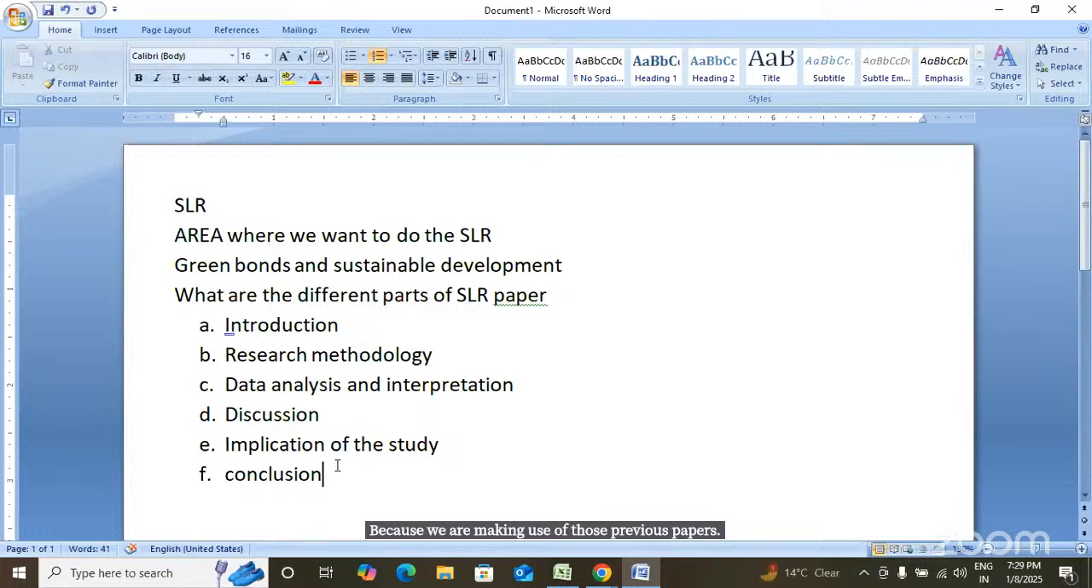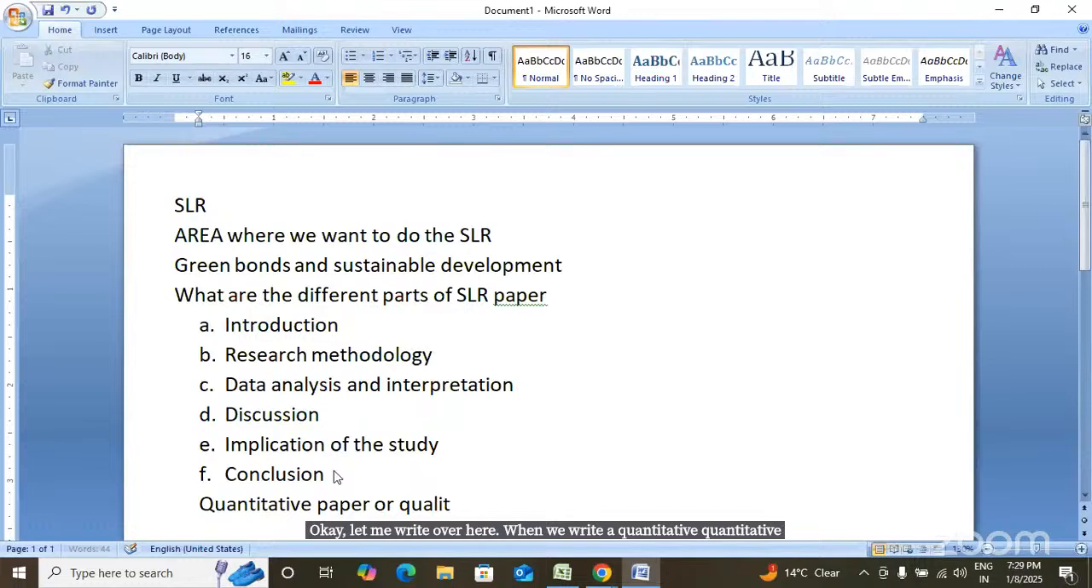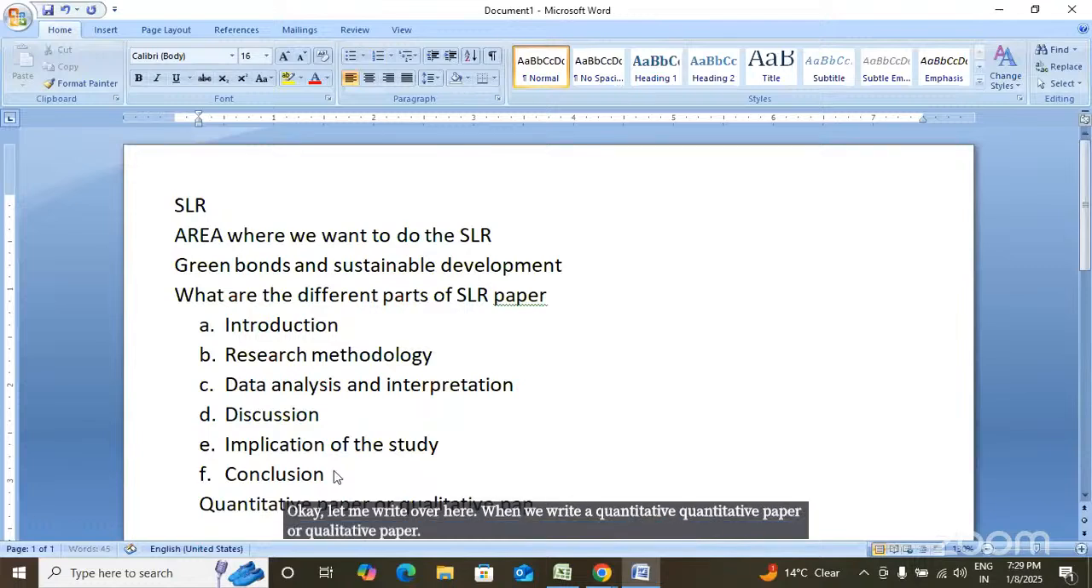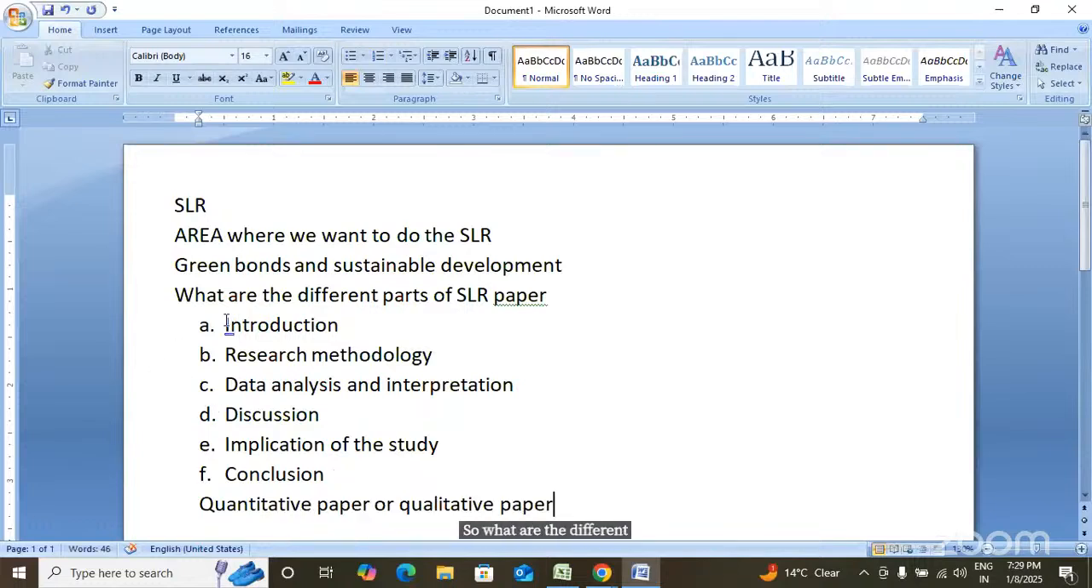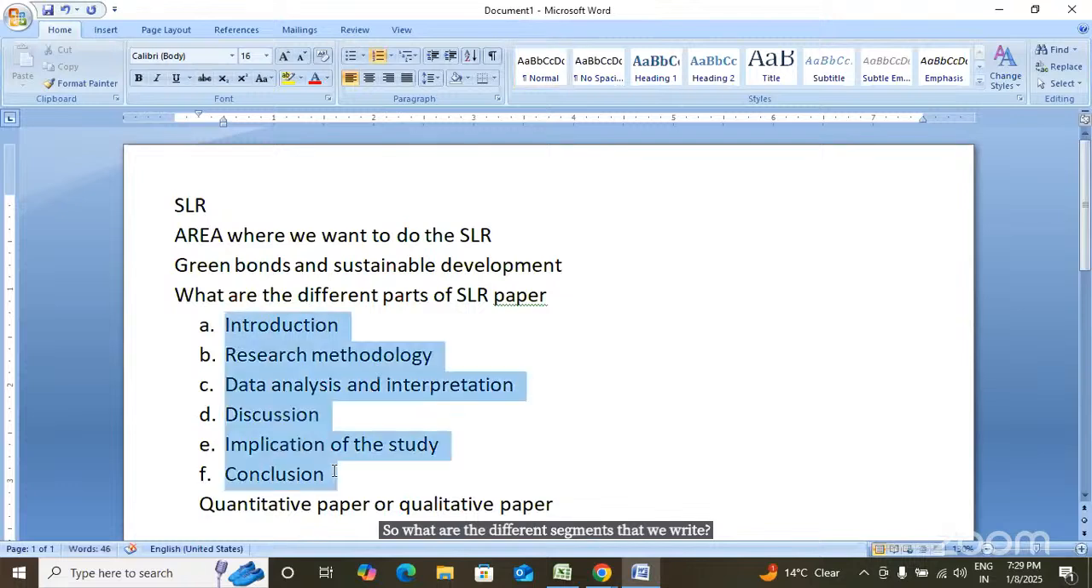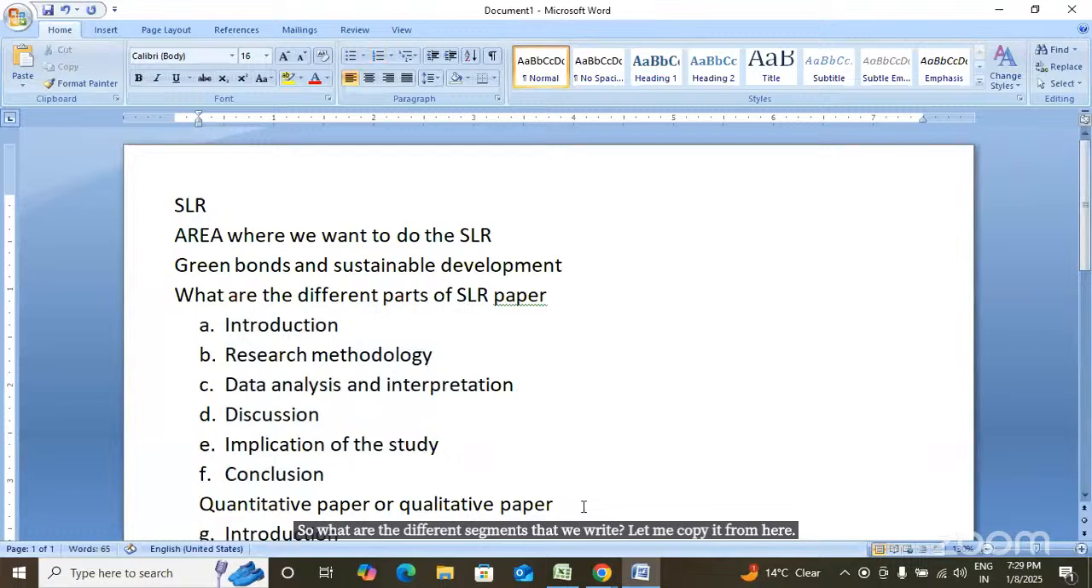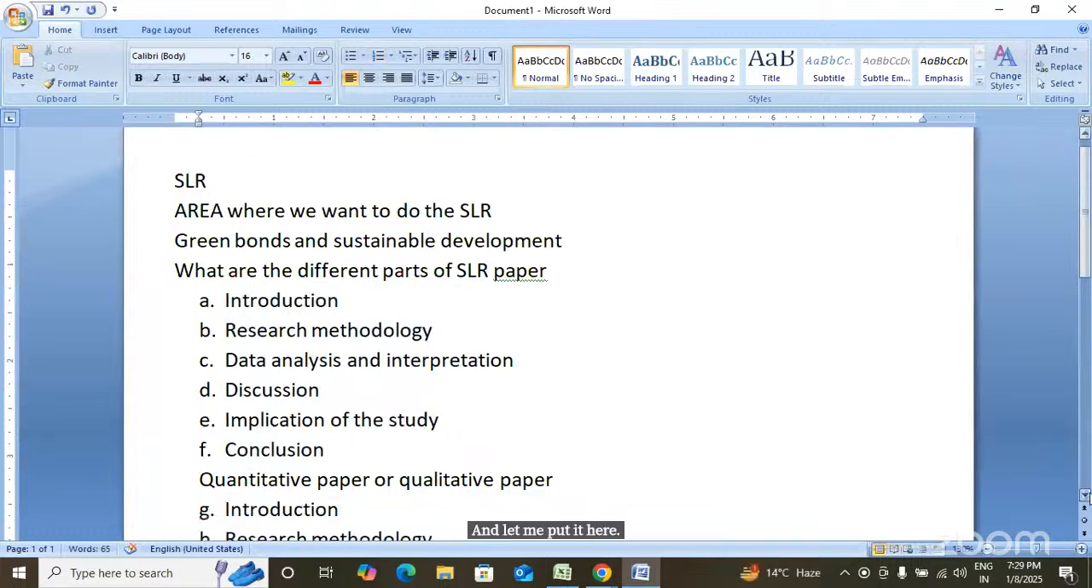Okay, let me write over here. When we write a quantitative paper or qualitative paper, what are the different segments that we write? Let me copy it from here and put it here. And what is the difference? I'll show you.